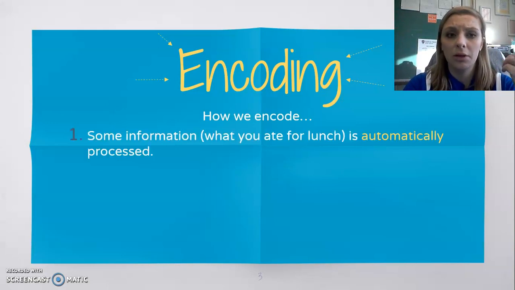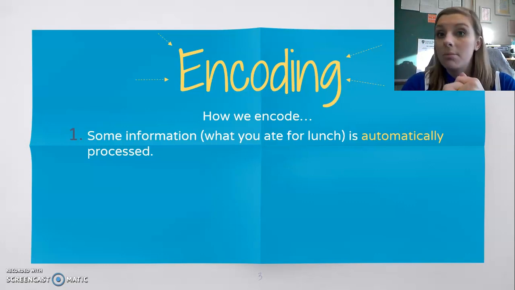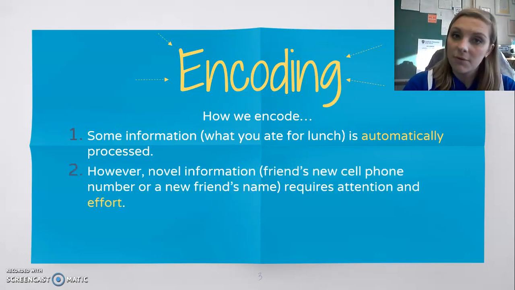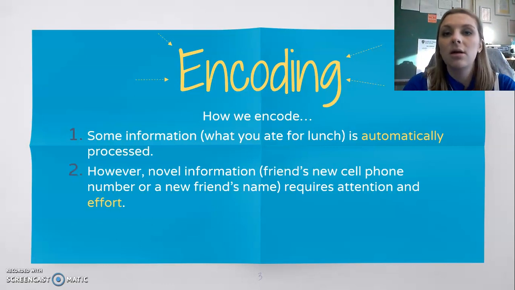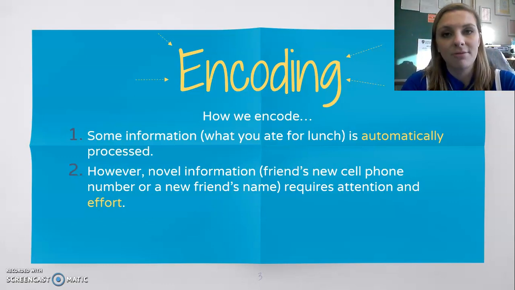So how do we encode? Well, there's two different ways. First, some information, like what you ate for lunch, is automatically processed. You don't have to do anything for that information to get encoded into your brain. Other information, new information, for instance, a friend's cell phone number or a new name, you have to pay attention to and put some effort into remembering, right? So some things are automatic, some things are effortful.